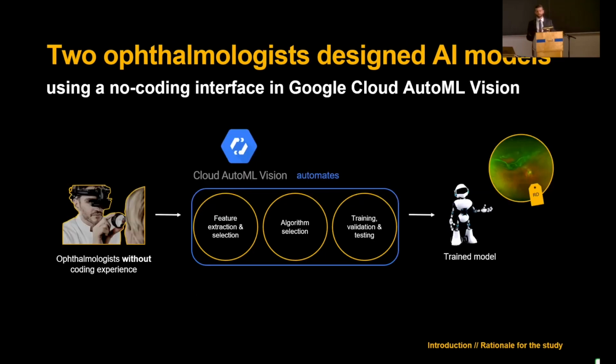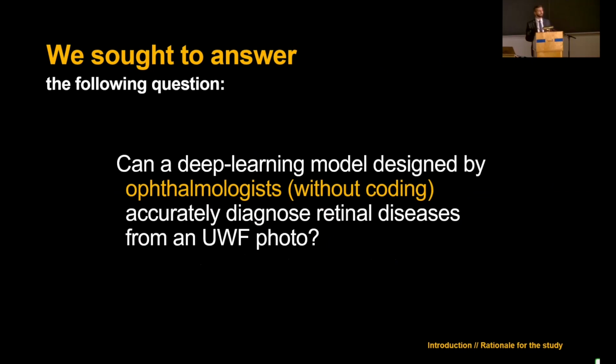In this study, two ophthalmologists designed AI models using a no-coding interface in the Google Cloud AutoML vision platform. We aimed to train a model that could distinguish and diagnose retinal disease from ultra-wide field photos. We really sought to answer a simple question: can a deep learning model designed by ophthalmologists without coding accurately diagnose retinal disease from an ultra-wide field photo?